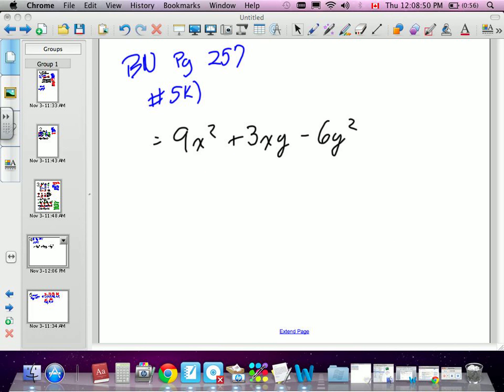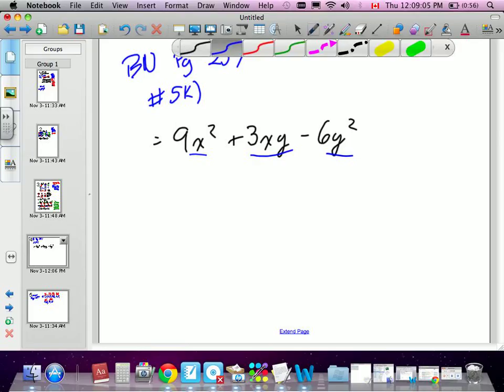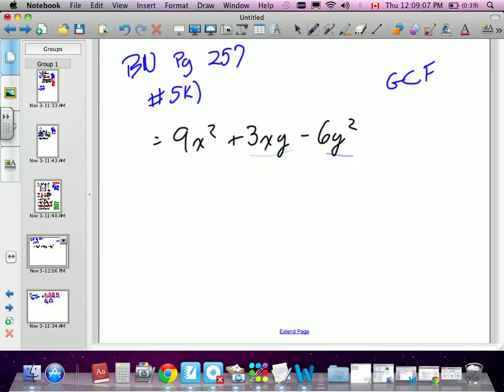Okay, blue notebook, page 257, 5K. This time we are factoring, but in this question, we have two different variables, an x and a y. We still take the first steps the exact same. We look for a greatest common factor. Is there a greatest common factor I can take out of these terms? Yes.